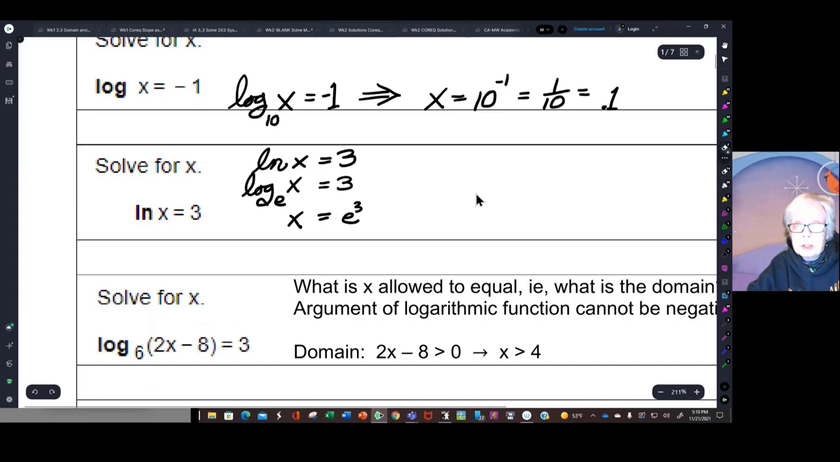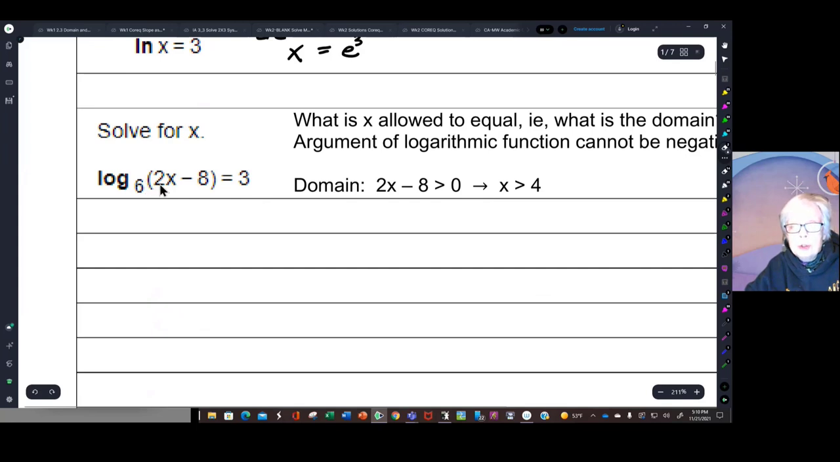But now we're going to have to start checking. There are two terms in that argument, 2x minus 8. So we're going to have to set 2x minus 8 greater than 0 and solve for x. Now I already did this one for you. X has to be greater than 4. That means whatever our solution is, it has to be greater than 4. Not 4. 4.1 would be okay. Anything bigger than 4. All right, now let's solve.